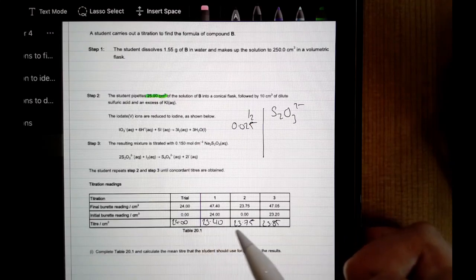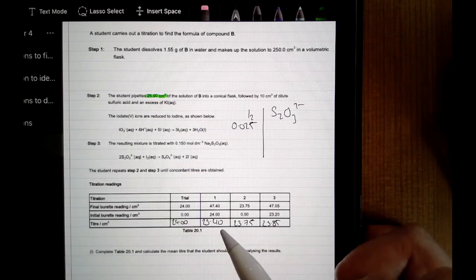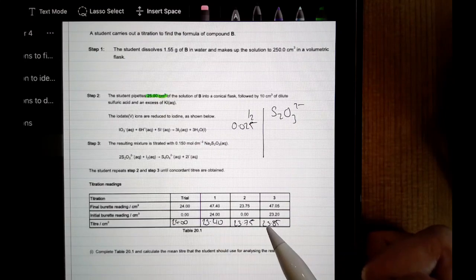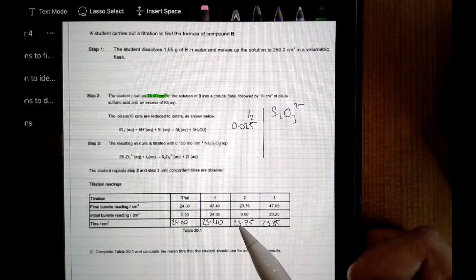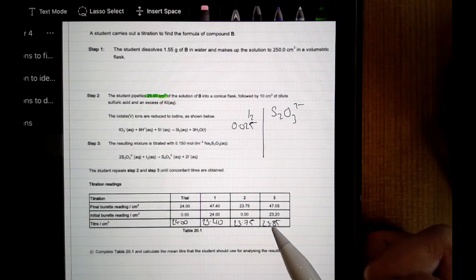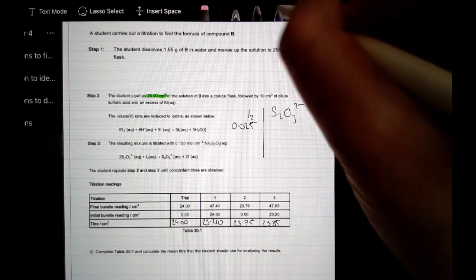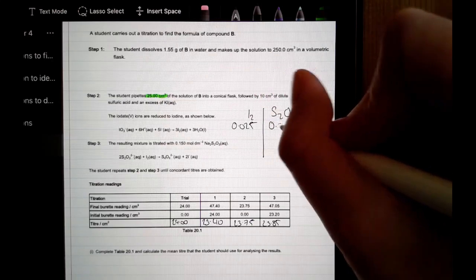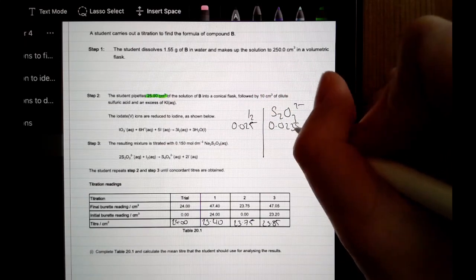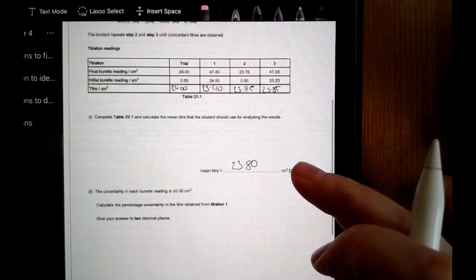You'll see when I fill this table in, I've got everything recorded to 2 decimal places, so even when it ends in 0. And then using these results, I'm going to get my 2 concordant results, which are 2 and 3, and I'm going to work out the mean, which is 23.80. So I'm going to fill that in there, 0.0238. So as I said, there was lots of other parts to this question.